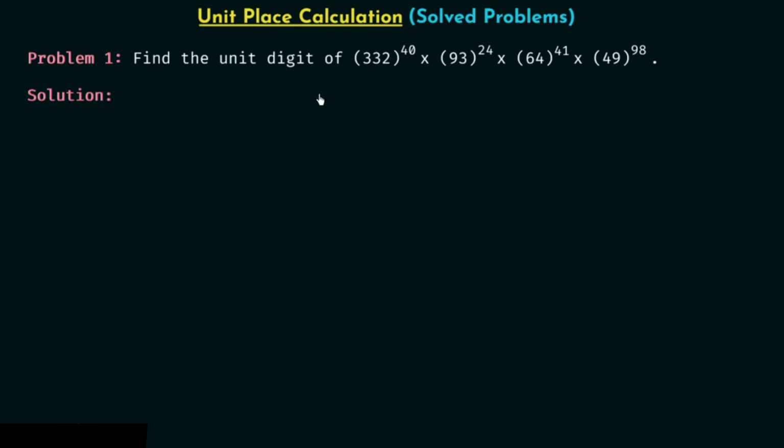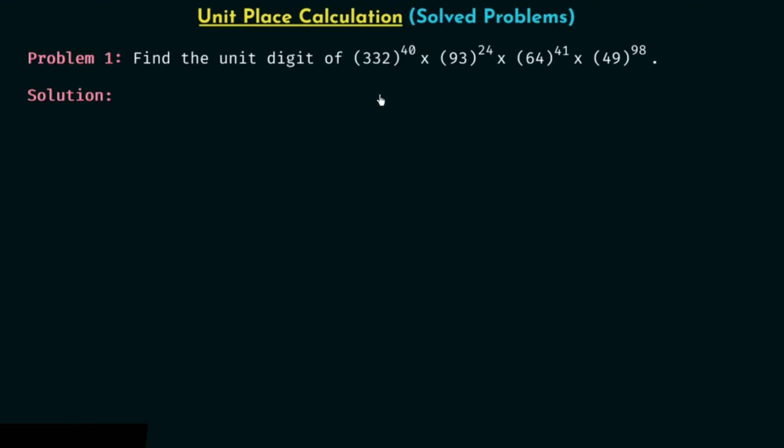We are going to focus on these powers independently, and we will find out the digit at unit place of these powers one by one. And once we have all the digits at unit place, we will simply multiply them all. So let us start with 332 raised to power 40. Number 332 has 2 at its unit place, and therefore we are going to use the rule we saw in the previous lecture where we did the calculation for the case when we have 2 at the unit place.